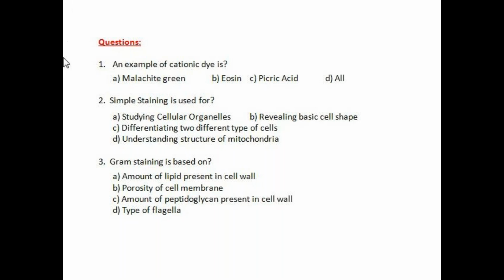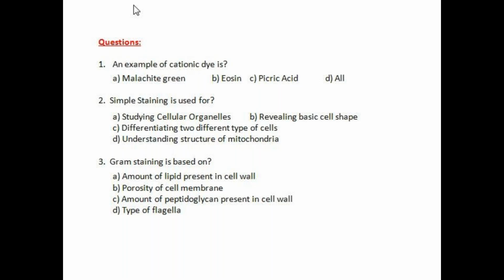And next, simple staining is used for. Simple staining, just simple. That means studying cellular organisms. Good. Just basic, that means revealing basic cell shape. That is the correct answer. The second option is the correct one. Good.